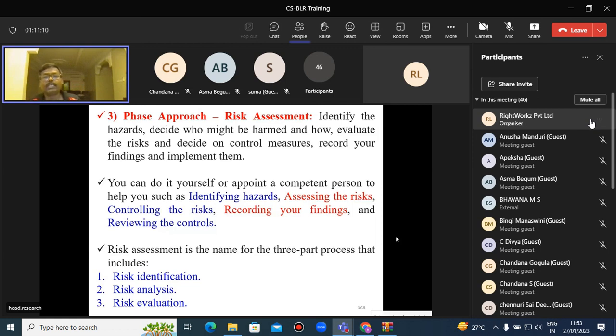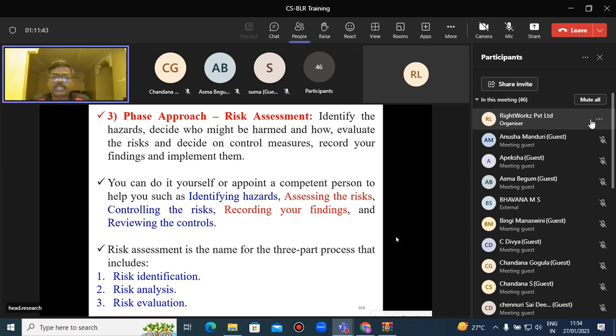Decide who might be harmed and how. Evaluate the risks and decide on control measures. Record your findings and implement them. So we are identifying the risks and threats in the organization, and we are evaluating the risks and deciding on control measures. So record your findings, what type of risks happened in the organization. We are doing phase approach.